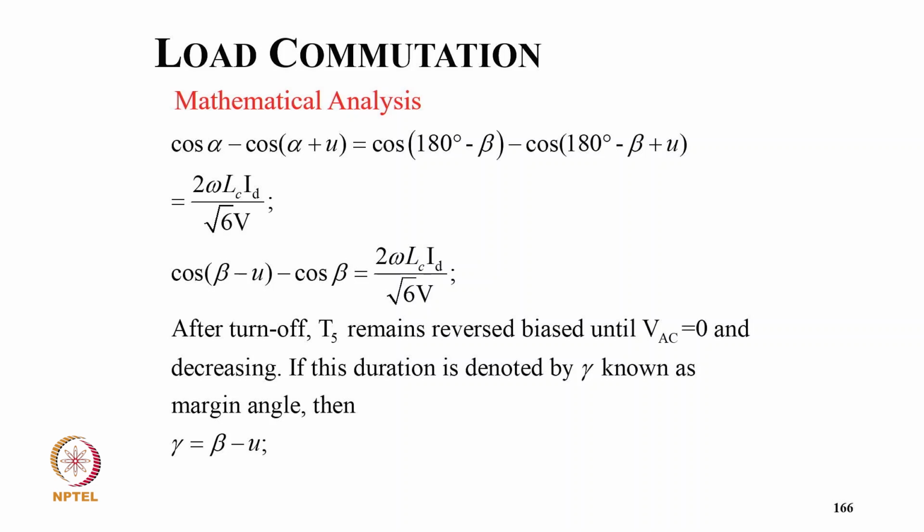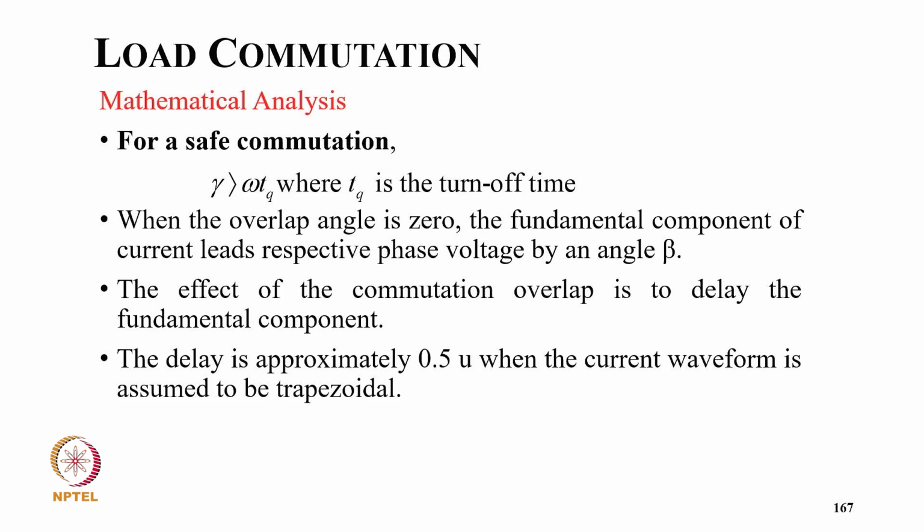After turn-off, T5 remains reverse biased until VAC equals 0 and is decreasing. If this duration is denoted by gamma, known as the margin angle, then gamma equals beta minus mu. For safe commutation, gamma should be greater than omega tq, where tq is the turn-off time of the thyristor. When the overlap angle is 0, the fundamental component of current leads the respective phase voltage by an angle beta.